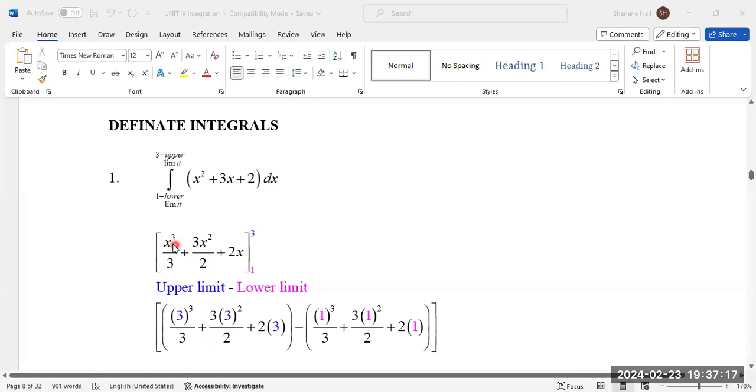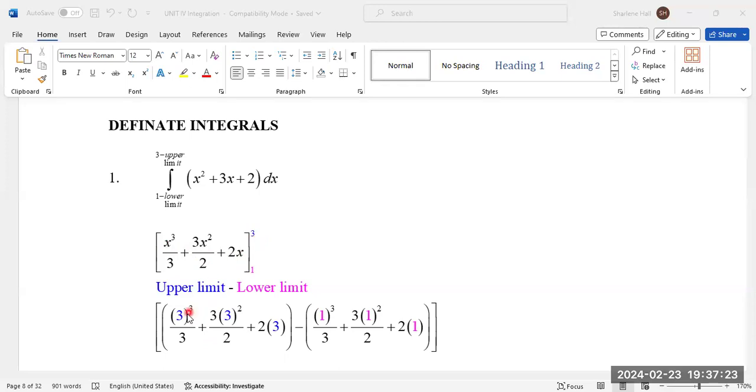See it here? Anywhere in the function you see x, you're going to substitute the upper limit. Not upper limit and lower limit together now. You notice it's color coded. So up here, sir, the upper limit is blue. So everywhere in the function I see x, I put in my upper limit. So this is 3 cubed over 3 plus 3 times 3 squared over 2 plus 2 times 3. And when I put all of that in there, I put those in parentheses, separate it nicely, and then put my lower limit into the other function: 1 cubed over 3 plus 3 times 1 squared over 2 plus 2 times 1.